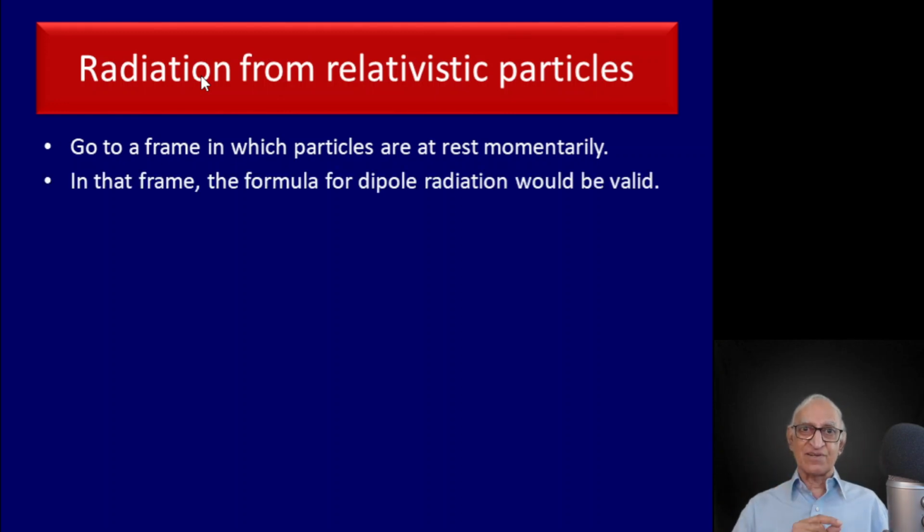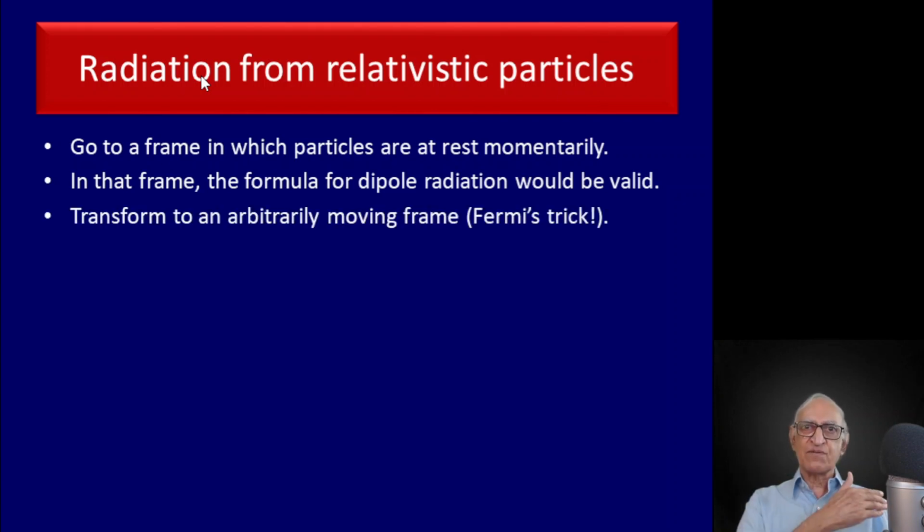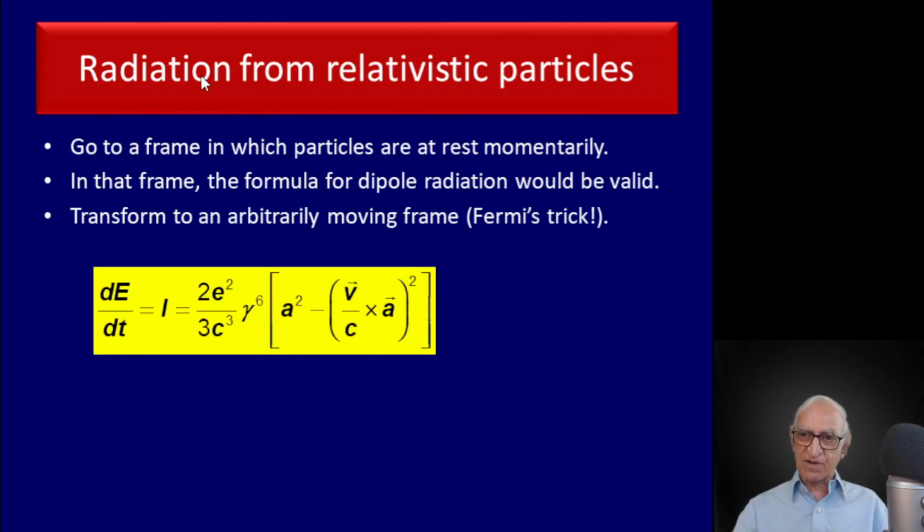In that frame of reference, all the formulae that I showed you are still valid because the charges are moving rather slowly compared to the speed of light. And then you jump from that frame to the arbitrarily moving frame. In other words, you make a Lorentz transformation from that frame to the moving frame. And then you will get the formula. It's as simple as that. So if you do that, Larmor's formula, which was 2/3 e squared a squared over c cubed, becomes this formula.